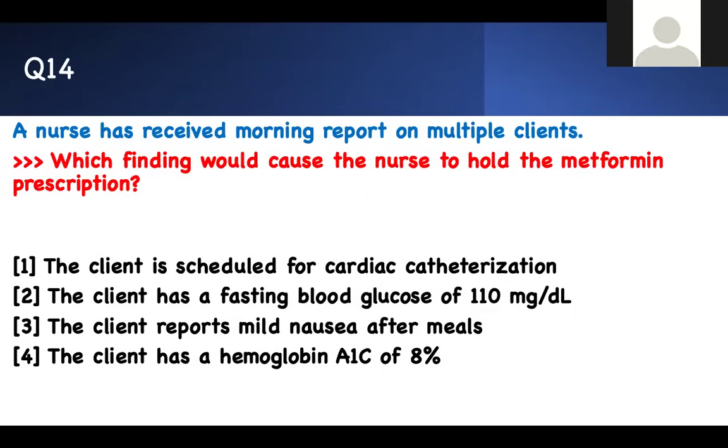Metformin, contraindication. What do I know about metformin? It causes nausea, right? Number 3 is not a problem. Why am I using metformin? Because you have diabetes, hemoglobin A1C of 8. I'm not going to stop it. I'll give it to you. No, 2, sugar is fine, but it's not the priority compared to 1. 1 means contrast, and contrast allergy should avoid metformin because it causes lactic acidosis.